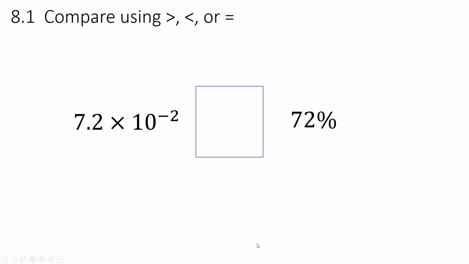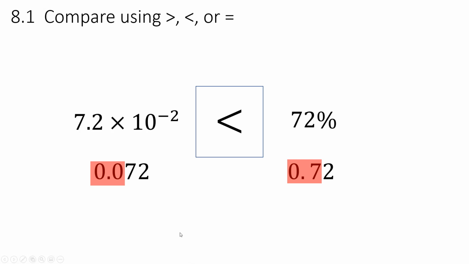So we're comparing using greater than, less than, or equal to. We have 7.2 times 10 to the negative 2. We have 72%. I recommend for this type of problem you make them both into decimals. This is scientific notation, you're sliding that decimal 2 places to the left, you're going to have this. 72% is going to be 0.72. So when looking at the tenths places, you see that the 7 is larger than the 0, so we're going to put in a less than symbol.